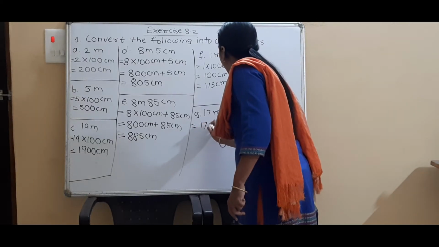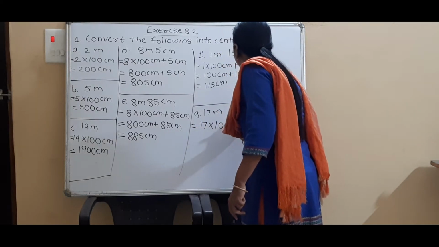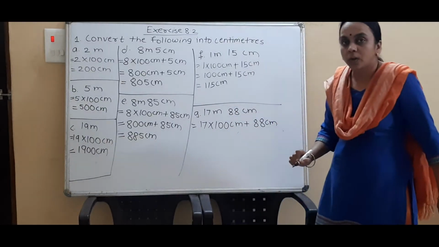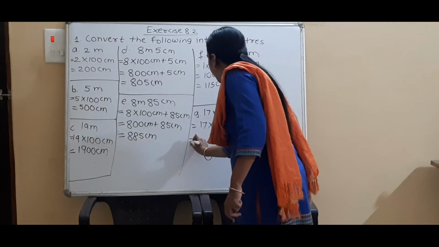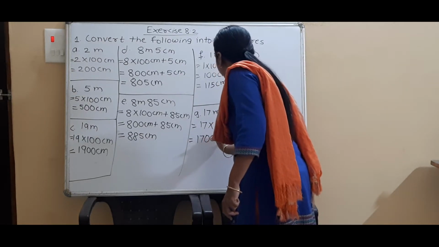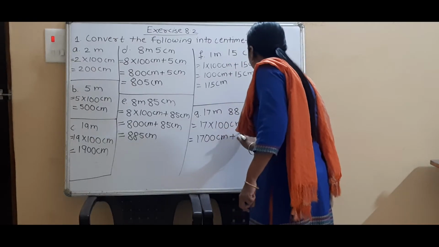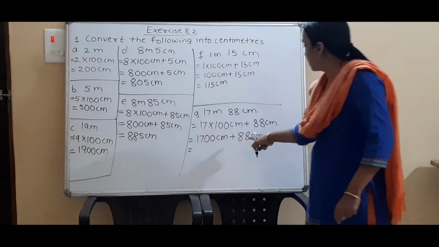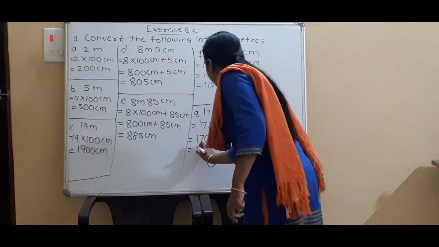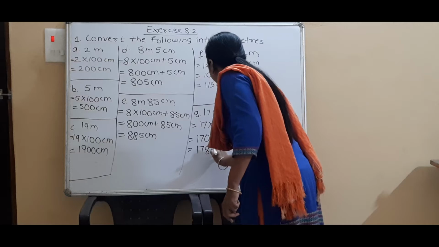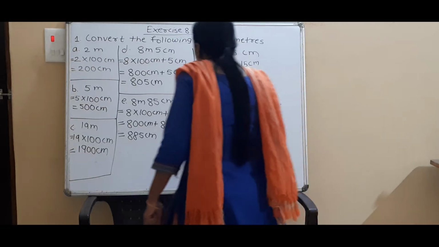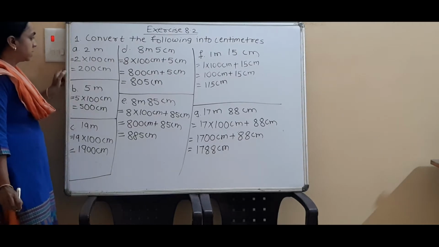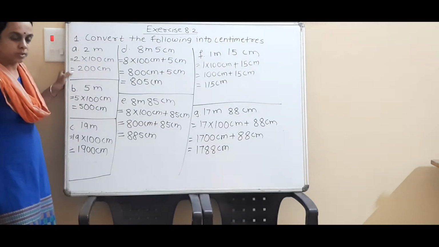So 17 multiplied by 100 centimeter plus 88 centimeter. Okay, so 100 multiplied by 17, 1700 centimeter plus 88 centimeter. So 1700 plus 88, 1788 centimeter is our answer. So in this way you have to complete these questions in your notebook.